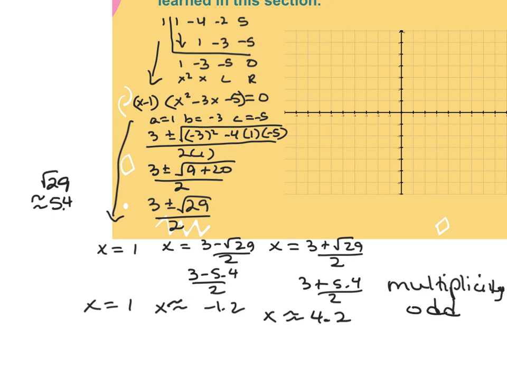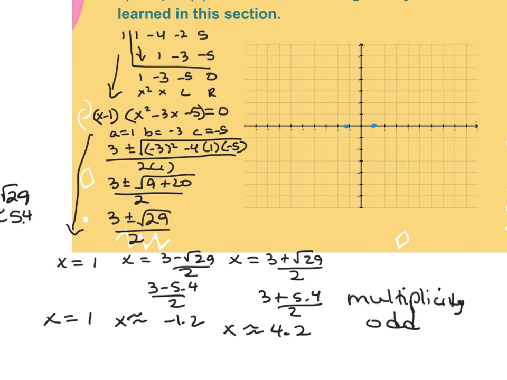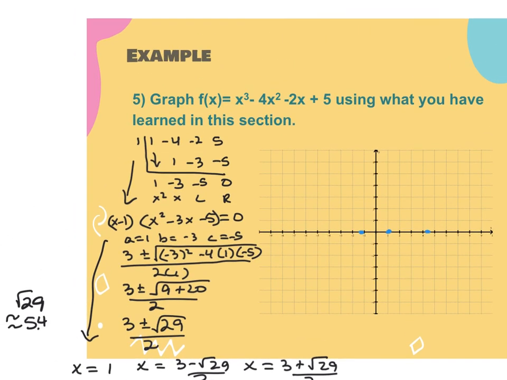So I'll go ahead and place them on the graph. One at positive 1. And again, I'm going to approximate this. It's about 1.2. Oh, this was negative 1. So positive 1, negative 1.2, and positive 4.2. I can also go up here. Let's get the y-intercept. It's positive 5.